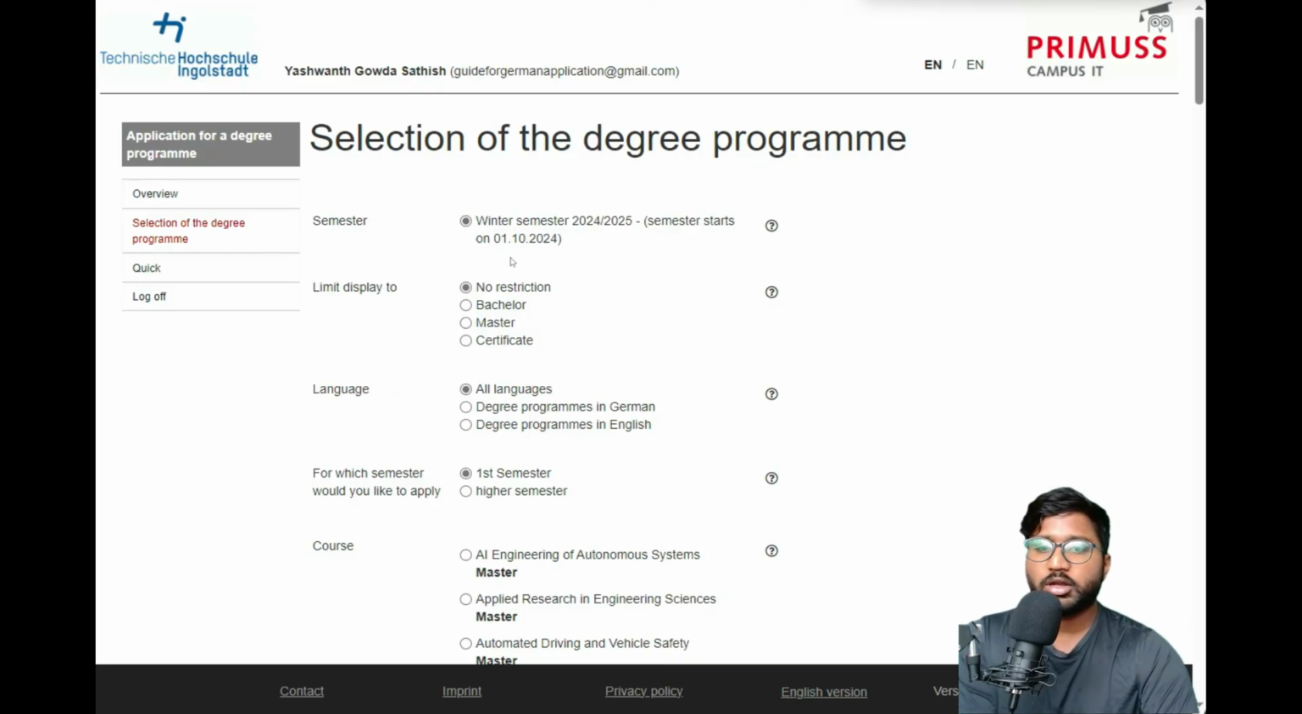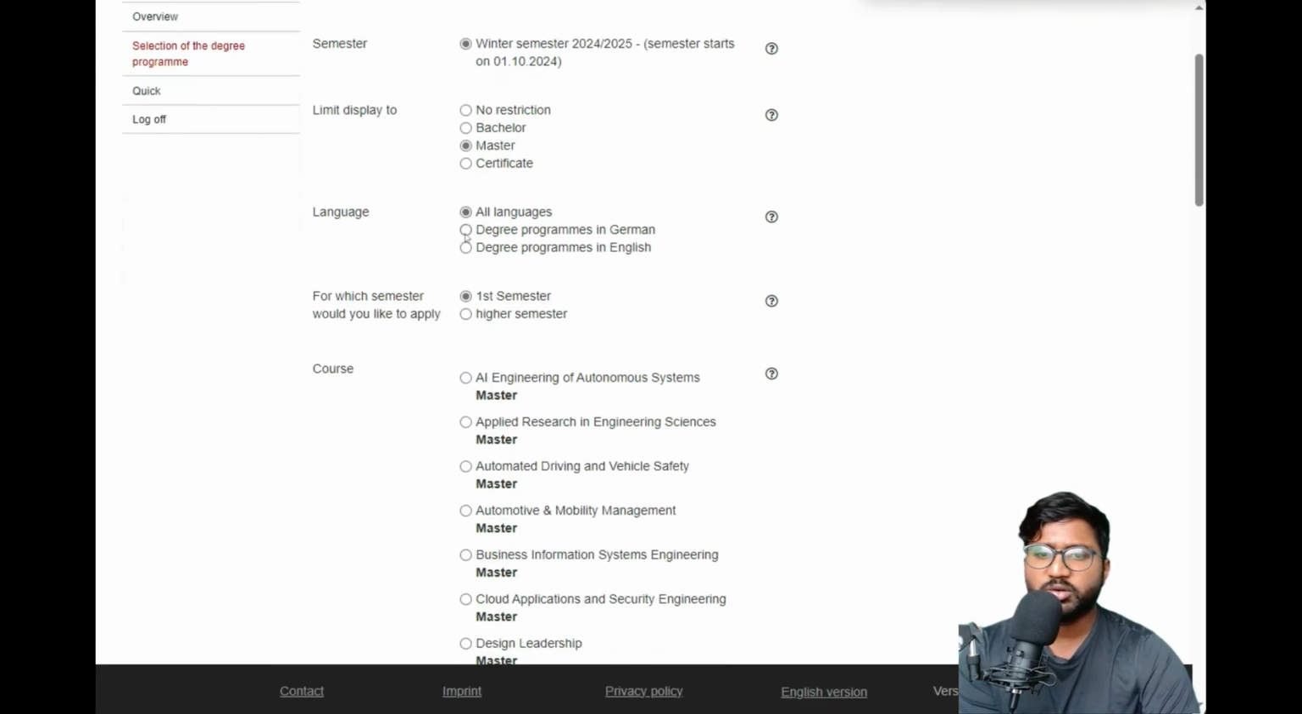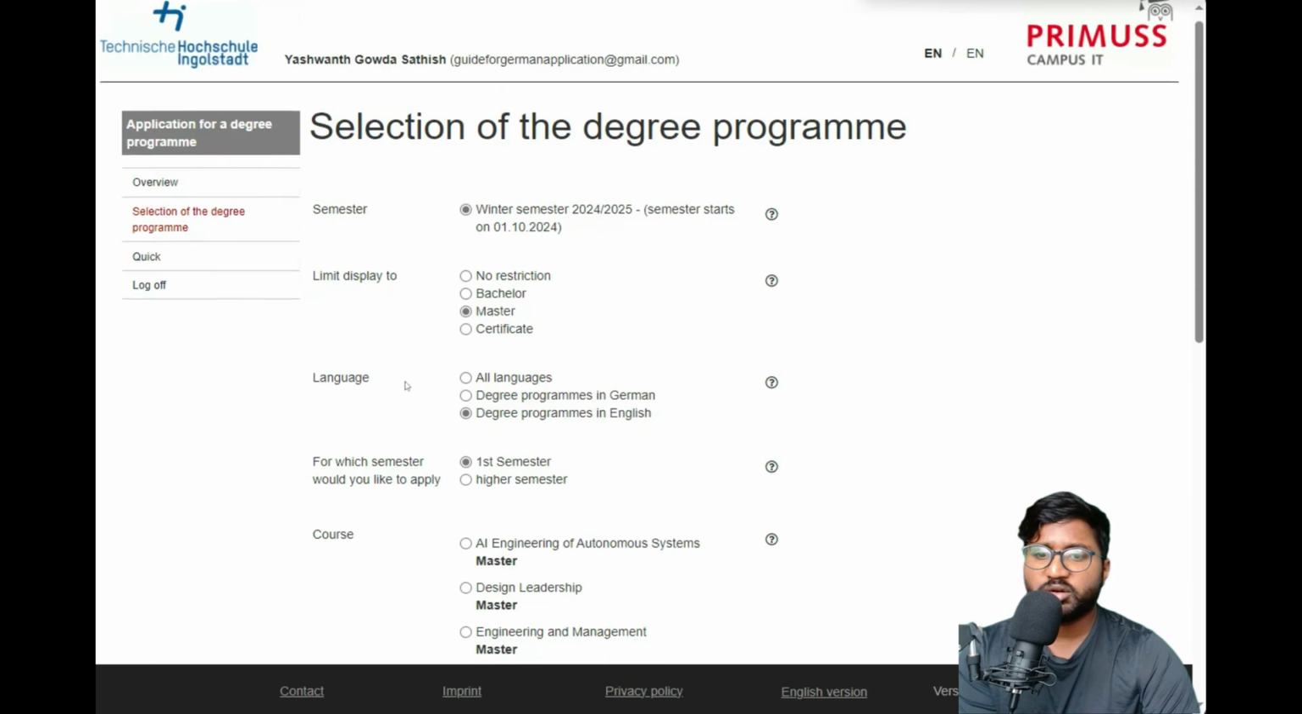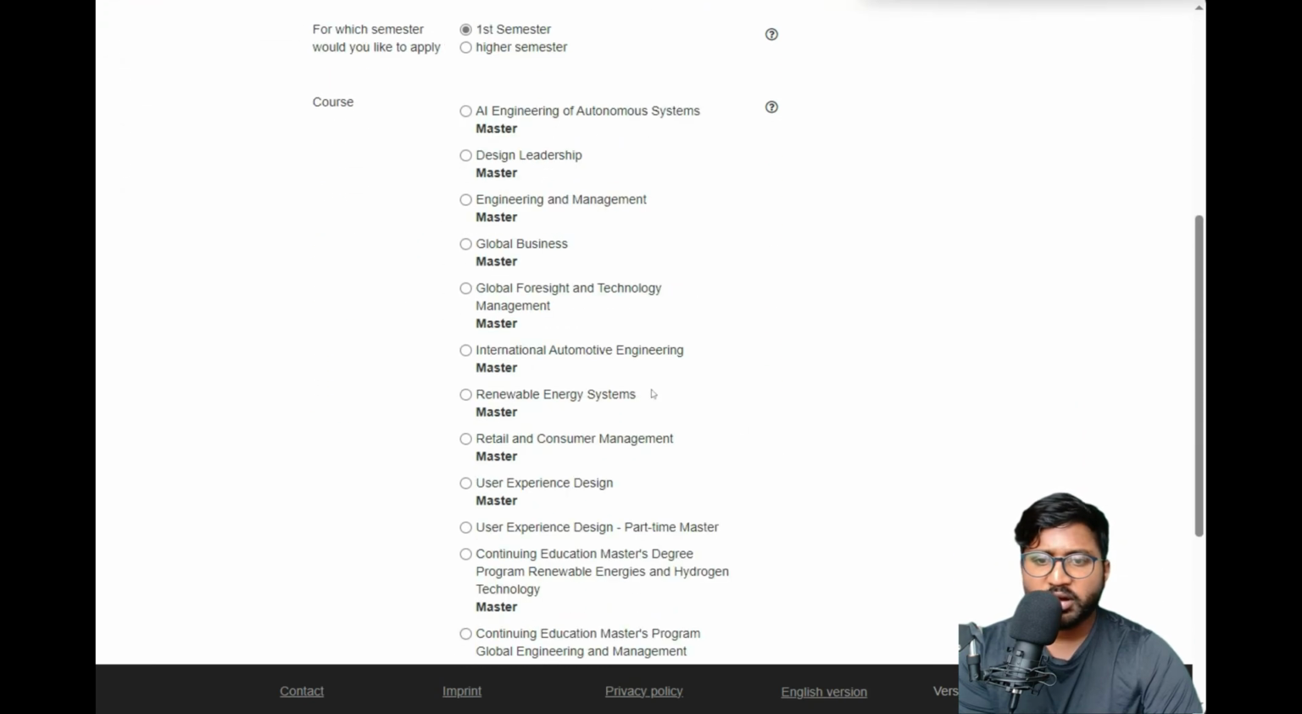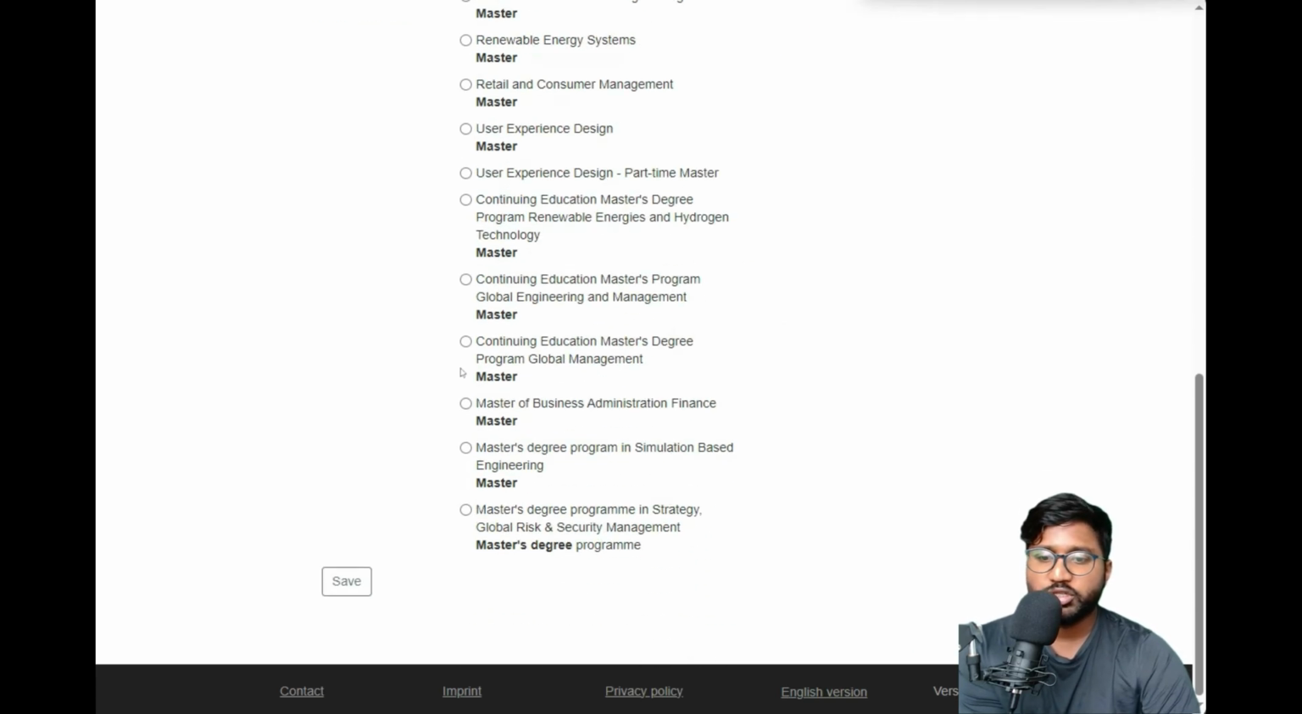Okay, so you can click on master, limit display to masters, language will be only English, and for the course first semester, yes. And here you can see the International Automotive Engineering. Then you can click on save. You have selected the course.